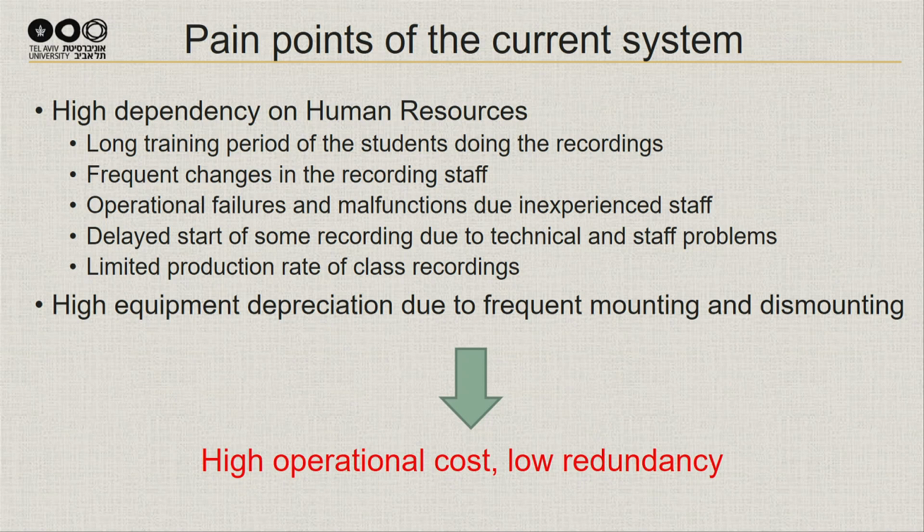Frequently changing of the staff. Usually they work for 1 semester or 2 semesters, and we need to train the new people again and again. We have a lot of operational failures due to the human factor and malfunctions, and also there are problems with assembling and disassembling this equipment and moving it from one location to another location. We have a lot of problems with connections broken, sometimes even cameras and laptops tending to fall and break and so on. And of course, we have limited production rate. We also have high depreciation of the equipment. All these together bring about high operational cost and low redundancy.